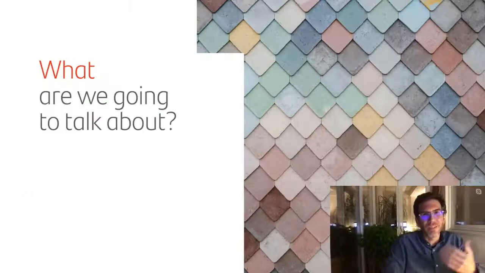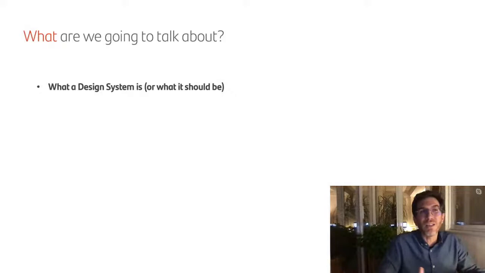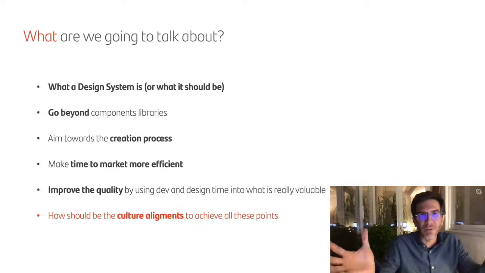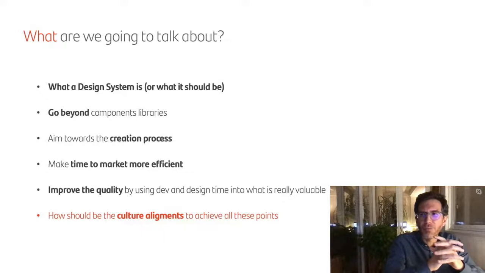So what are we going to talk about today? As I mentioned, we're going to talk about what a design system is, but more important, what it should be. I think a good design system has to go beyond component libraries, has to be aimed at the creation process. It's about making the time to process not shorter, but more efficient. And we will talk about it. It's about, in the end, improving the quality.